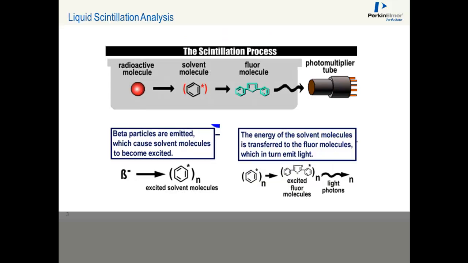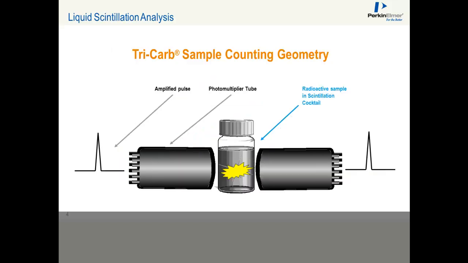The Tricarb liquid scintillation counter relies on the interaction between a beta-emitting radionuclide and a scintillation cocktail. The scintillation cocktail is made up of aromatic solvents and scintillators. The scintillator converts ionizing radiation from the radionuclide into photons of light, or scintillations. The intensity of the light is proportional to the initial energy of the beta particle.